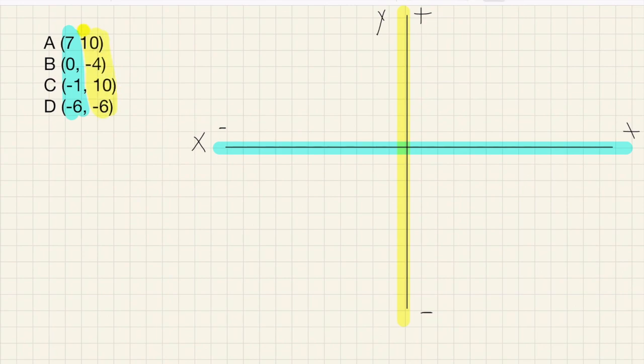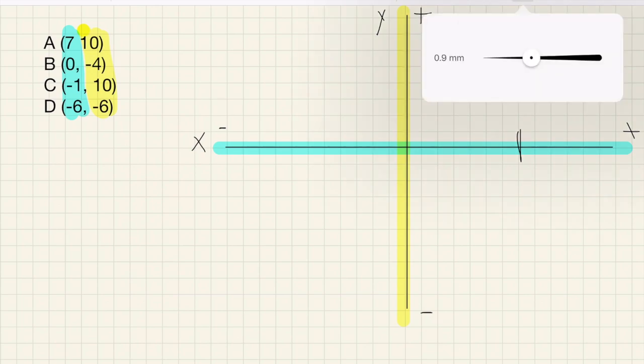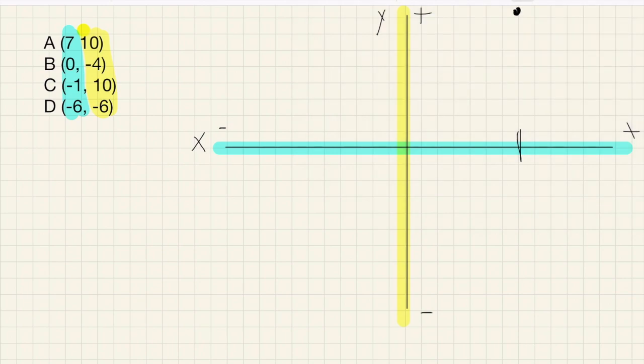Alrighty. So let's look at point A. So 7, 10. So we want to go 7 on the positive x-axis. So 1, 2, 3, 4, 5, 6, 7. Again, we're always starting with our x's first. And then 10. 1, 2, 3, 4, 5, 6, 7, 8, 9, 10 would be all the way up there. Sorry, it would be up there somewhere.